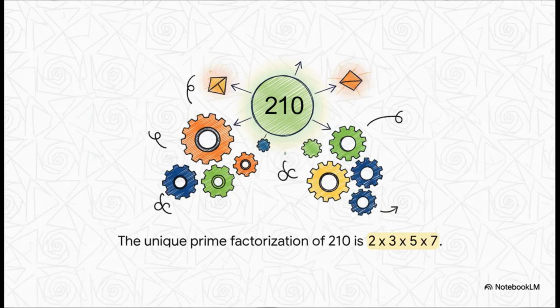For example, take the number 210. Its unique prime DNA is 2 times 3 times 5 times 7. You can shuffle the order around, sure, but you will never ever find a different set of prime numbers that multiplies together to give you 210. It's just a fundamental law of the universe.